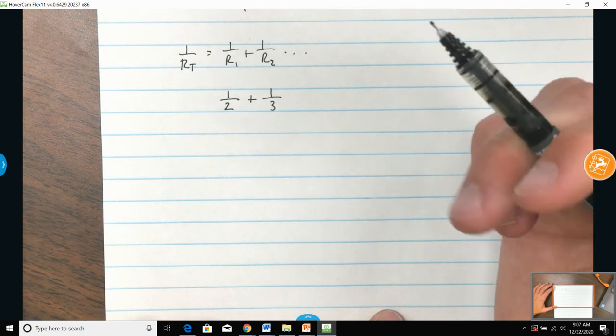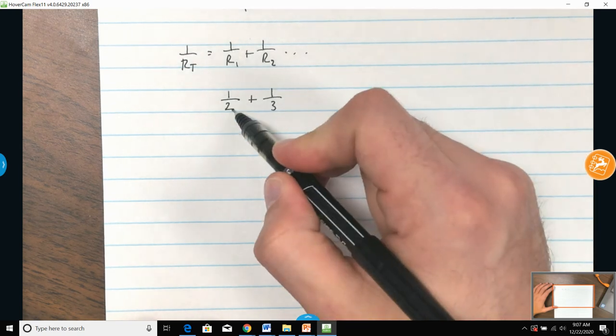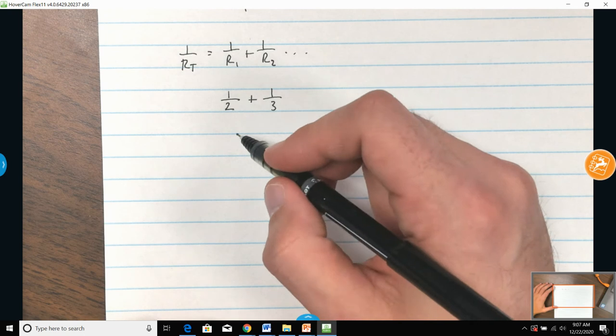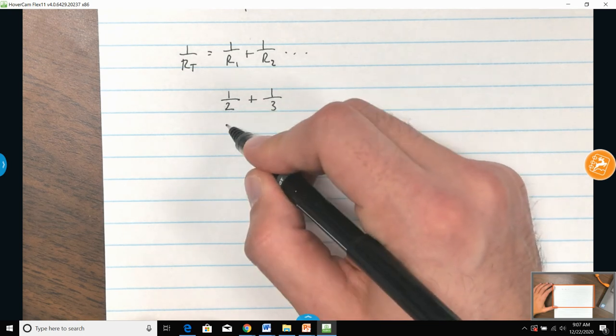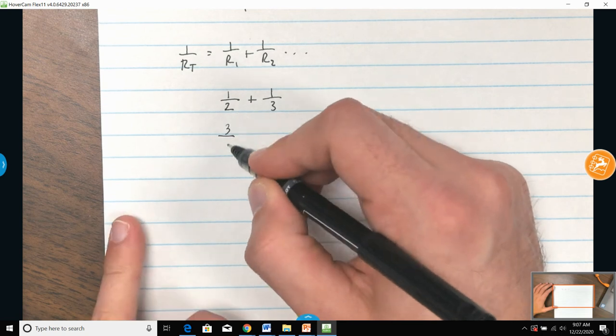6? Yeah, 6 looks good. Okay, so what times 2 is going to give me 6? 3. So I have to multiply this whole thing by 3, top by 3 and bottom by 3.